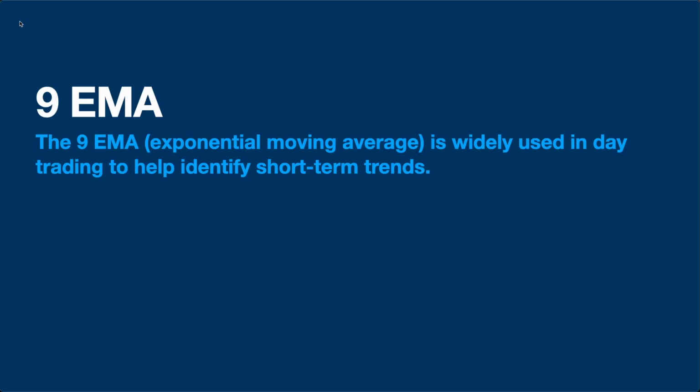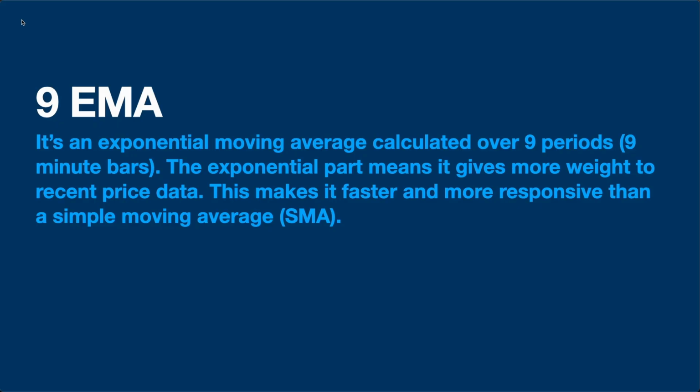The 9 EMA is an exponential moving average widely used in day trading to help identify short-term trends. It's an exponential moving average calculated over 9 periods, like 9-minute bars. The exponential part means it gives more weight to recent price data. This makes it faster and more responsive than a simple moving average.